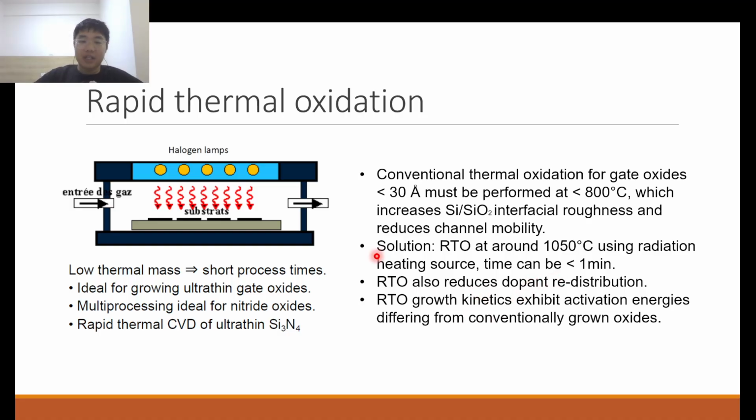Right? However, it's important to also note that the kinetics of oxide growth in this kind of setup tends to differ from conventionally grown oxide, and one possible reason is that we're heating by lamps, and so lamps basically release photons, and so photons can trigger excitation of electron hole pairs in your silicon, because after all it is a semiconductor, and that could also play a role in the oxidation mechanism. So it's basically much more complex than the Deal-Grove oxidation model that we saw earlier.